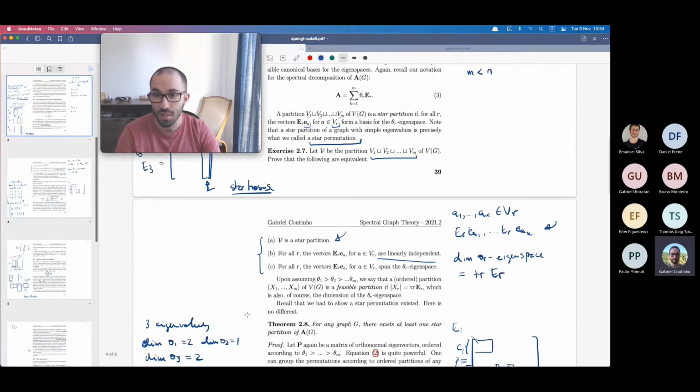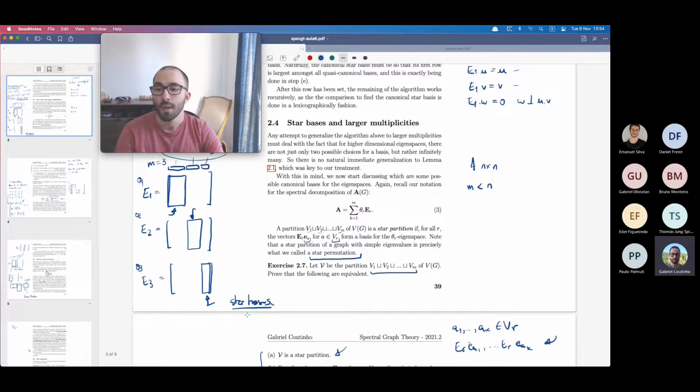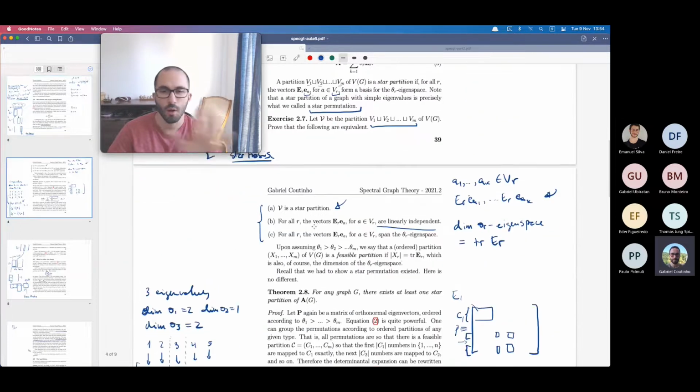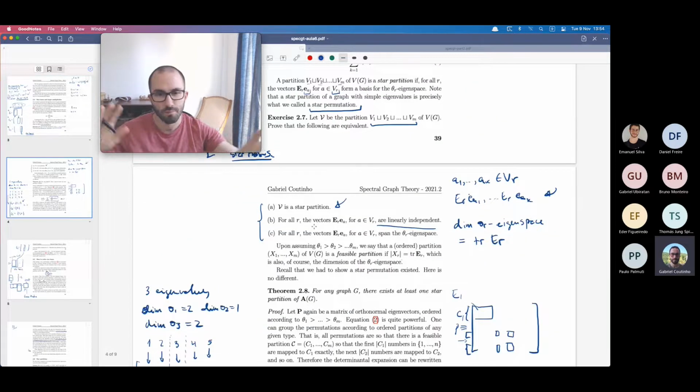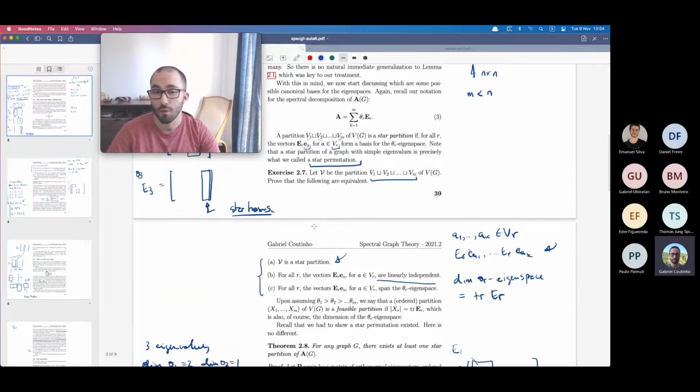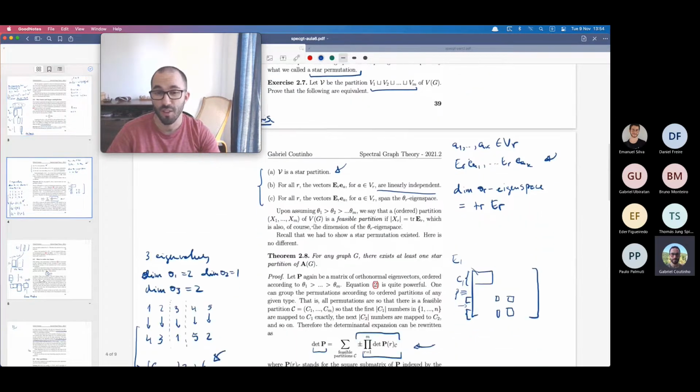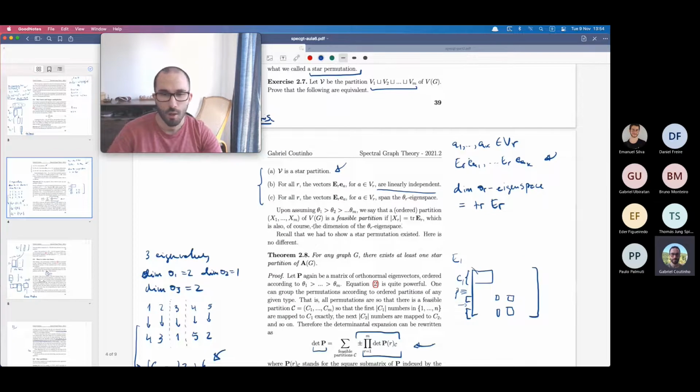So I defined star partitions, and now I want to obtain more information about them. I want to understand the combinatorics of these star partitions. I do not want to order star partitions and decide which is the biggest or the smallest. I am not even too concerned about the problem of finding a star partition. I only know that one exists, and I want to know what else I can say about the combinatorics of a star partition and the rest of the graph.